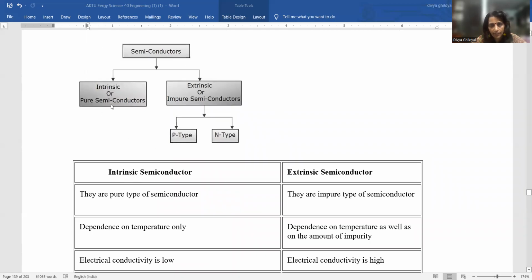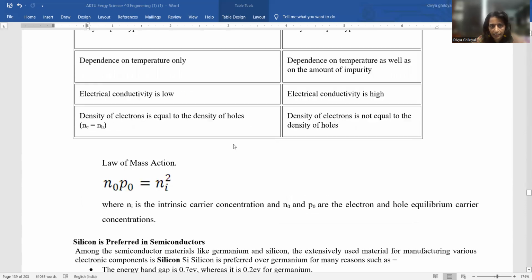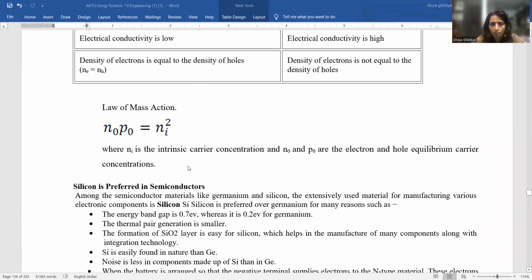Semiconductors are classified into intrinsic or pure, extrinsic or impure. Extrinsic or impure consist of P-type and N-type. Further, law of mass action states that n0 into p0, where n0 and p0 are the electron and hole equilibrium carrier concentrations, is equal to ni square, where ni is the intrinsic carrier concentration.